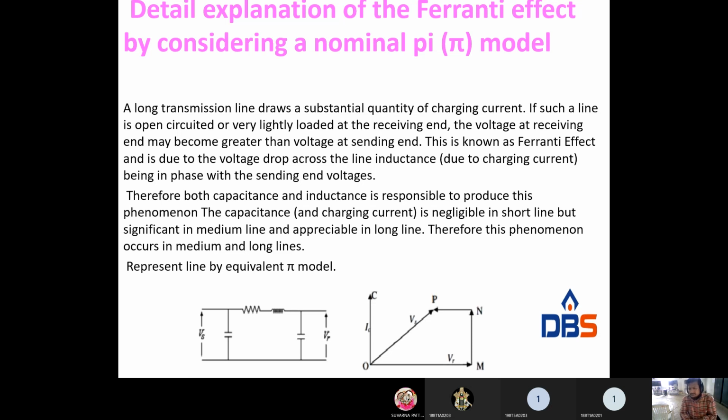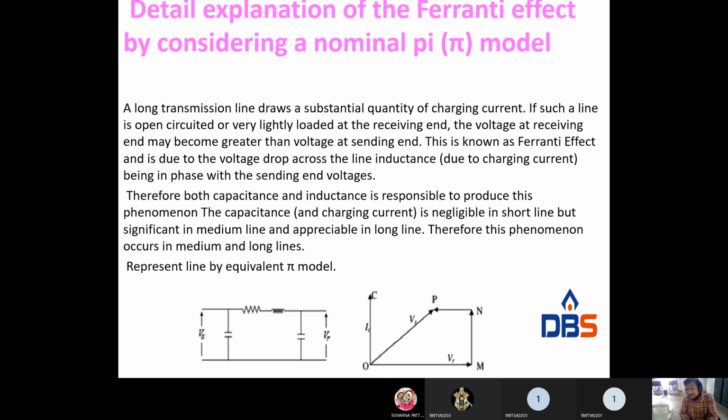Next, four subtopics, but four are very, very important competition exam wise, JE examination wise, right? Ferranti effect. Ferranti effect is nothing but, at light load condition or no load condition, the receiving end voltage is greater than the sending end voltage. That is, VR is greater than VS.